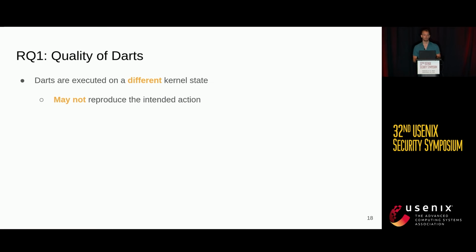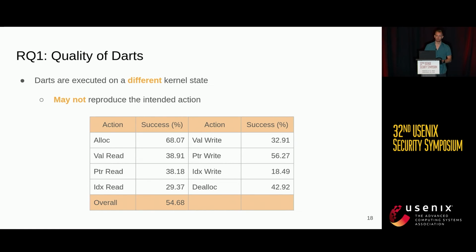Since we record the darts on one kernel state and re-execute them on another, we need to check that they are actually able to re-trigger the action we previously recorded, because a changed kernel state can lead to a changed behavior. In our experiments, we are actually able to do so more than 50% of the time. Allocations are even more successful in doing so. We can intuitively see why this is the case. After an allocation succeeds, it needs to be stored somewhere, say for example in a linked list. Now the position in this linked list can change, making it harder for subsequent darts to access the same memory buffer and making it more likely for the dart to fail.